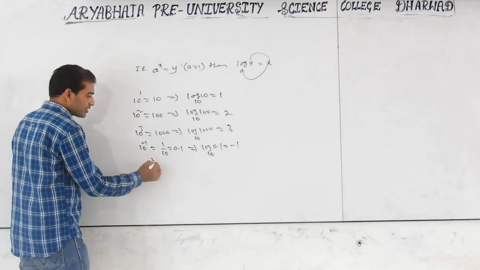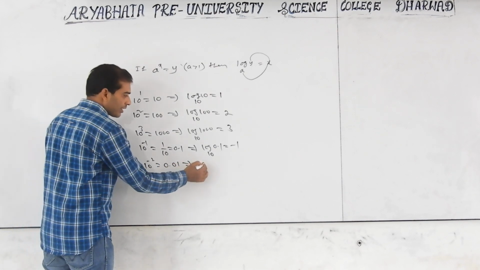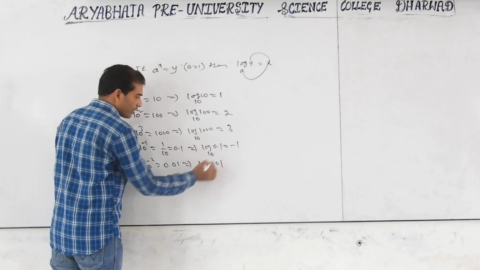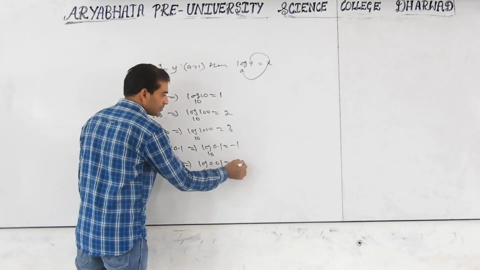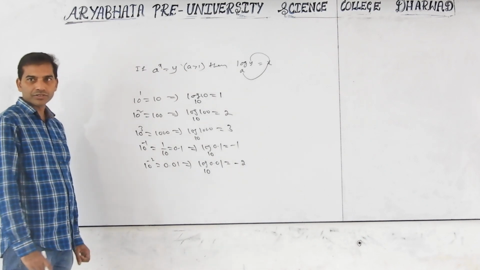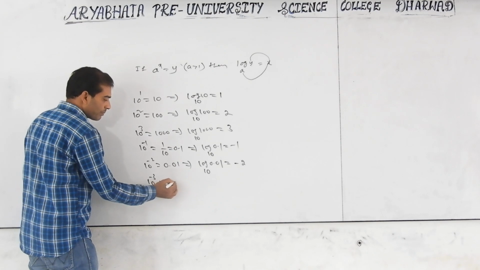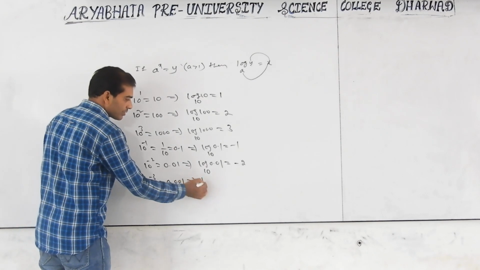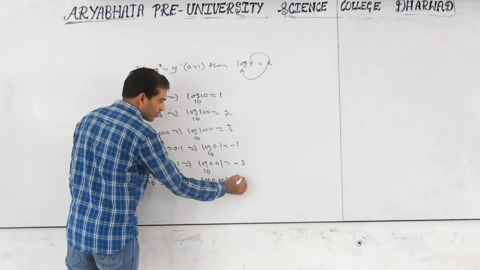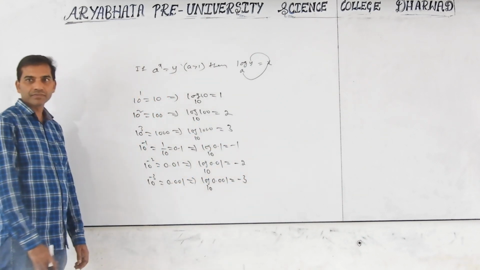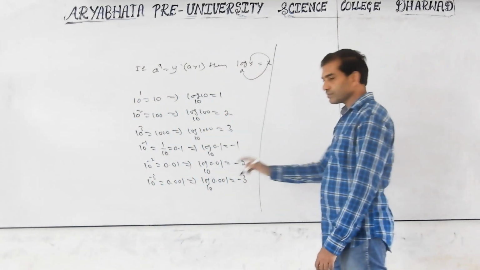10 power minus 2 equals 0.01, so log of 0.01 base 10 equals minus 2. Understood? 10 power minus 3 equals 0.001, so log of 0.001 base 10 equals minus 3. This is the characteristic of logarithm base 10.